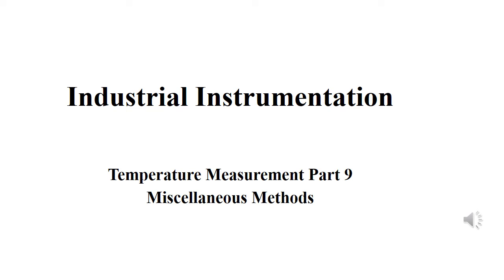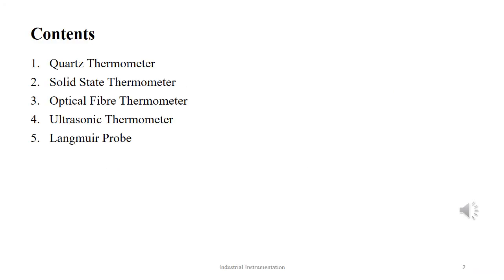Today we'll talk about temperature measurement part 9, and the topic that we'll cover here is the miscellaneous methods of temperature measurement. There are mainly 5 miscellaneous methods of temperature measurement, and those are quartz thermometer, solid state thermometer, optical fiber thermometer, ultrasonic thermometer and Langmuir probe, and we'll cover these 5 topics here.